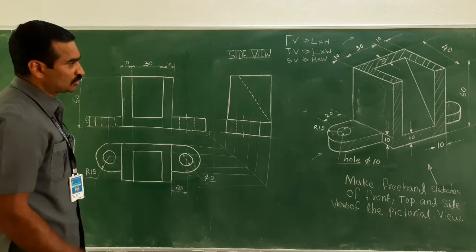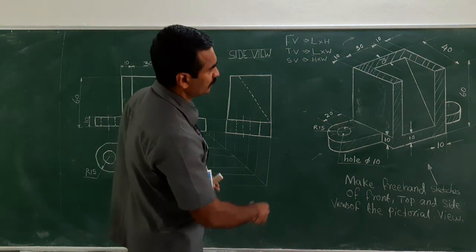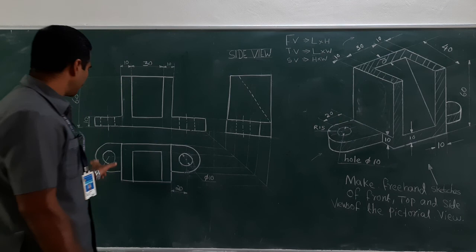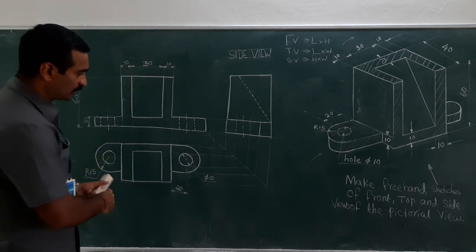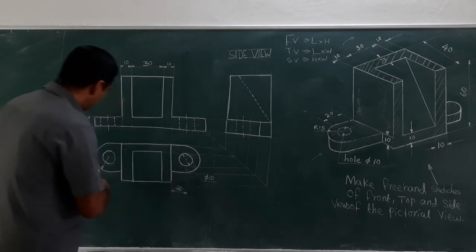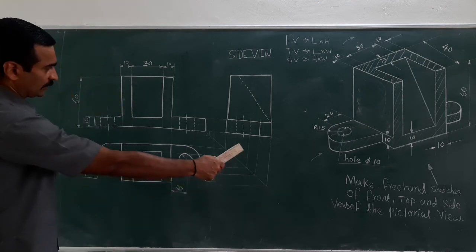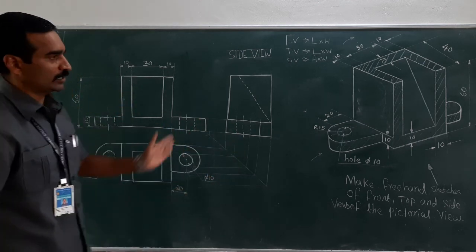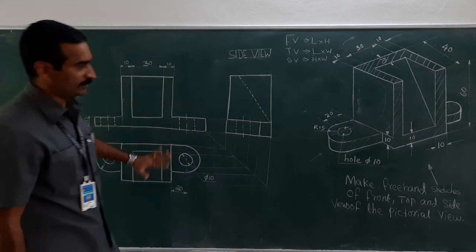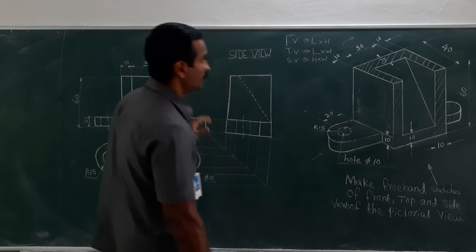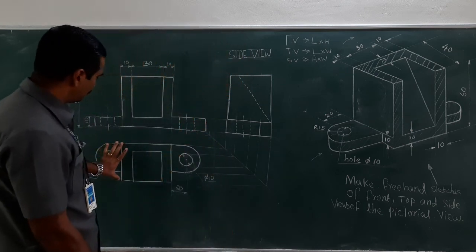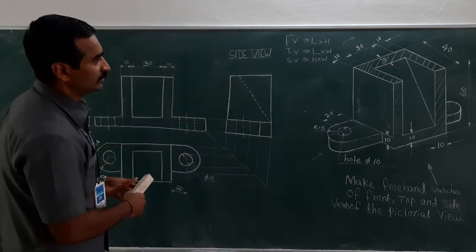The overall dimensioning need not be mentioned because it has already been captured here. 10, 30, 10 has been captured, then 20 has been captured, the R15 has been captured, then the entire overall length of this particular object is given here. Now let me move to the side view. In the side view, this particular portion I need to capture here, right?